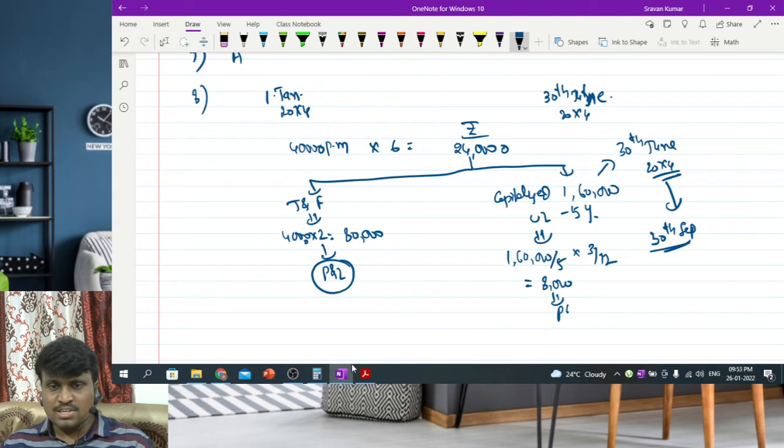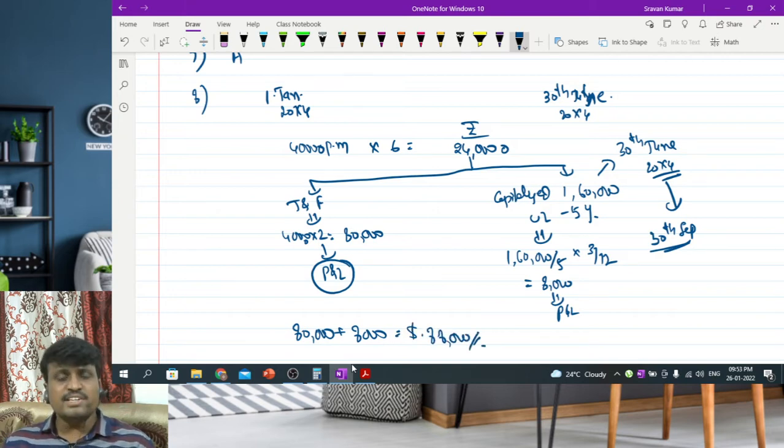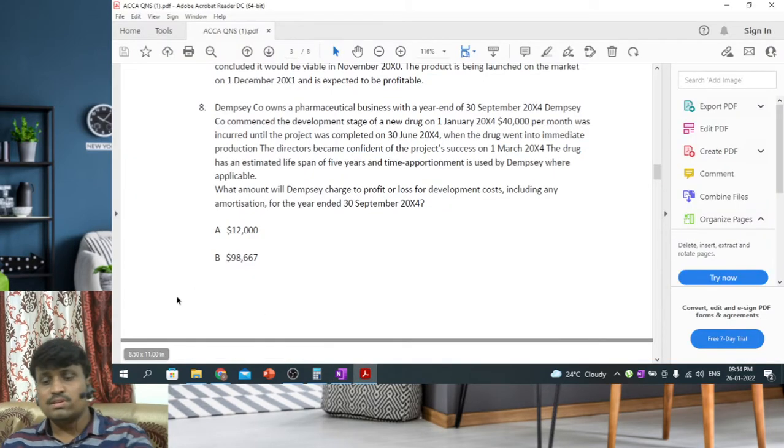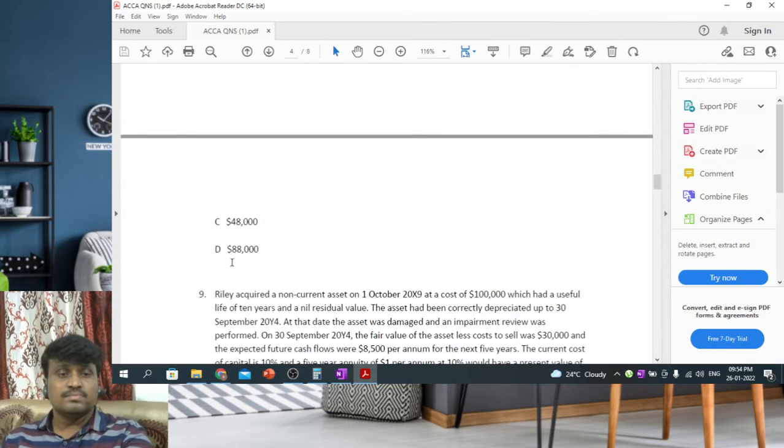So this is also transferred to P&L. So total amount to transfer to P&L is 80,000 plus 8,000, which is 88,000. This is the one. So answer is D.